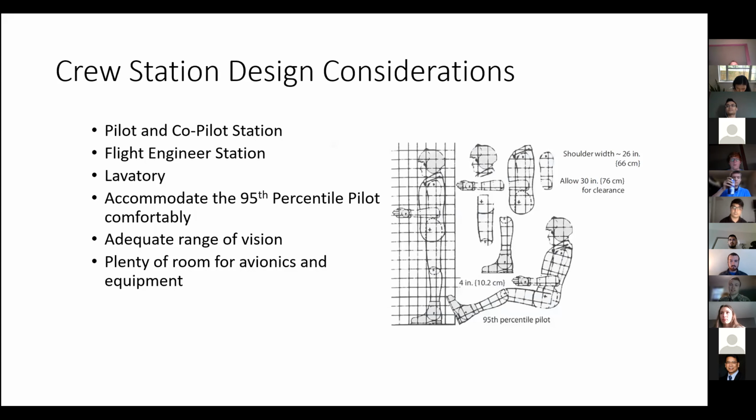So our crew station consists of a pilot and co-pilot station, flight engineer station, a lavatory, and some extra equipment. We designed our crew station around accommodating the 95th percentile pilot, which is a pilot from around 65 to 73 inches. And some things we had to consider were the pilot's range of vision and providing plenty of room for our avionics and equipment.